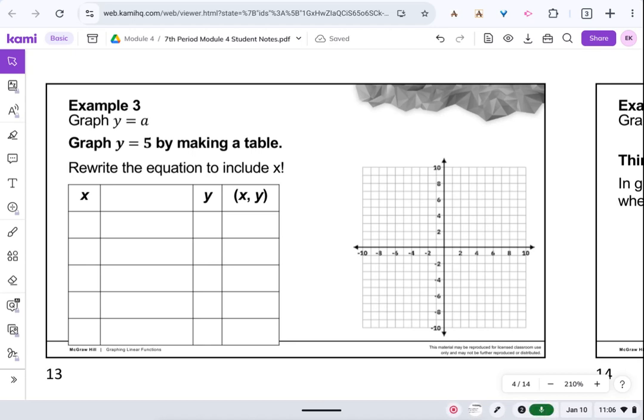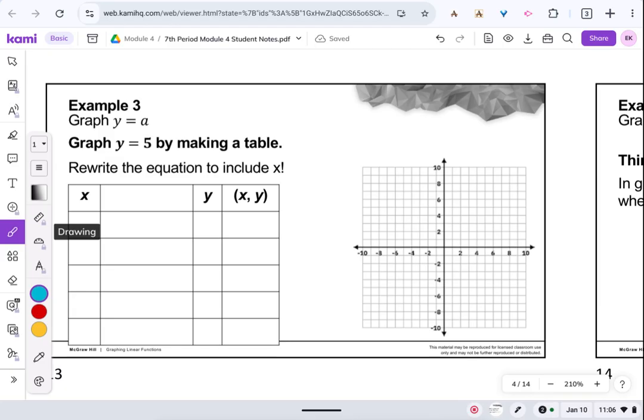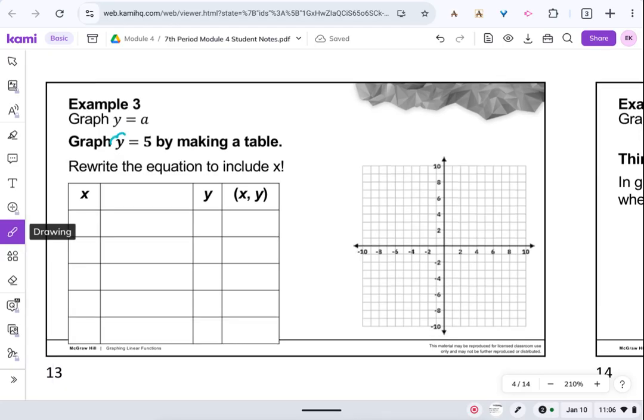Alrighty, we're going to be starting on slide 13 for our next video. So these are actually special line types. If you'll notice here, our equation of our line is just y equals 5. So it's missing an x. What that means is that really all of these y's are going to equal what number? Hopefully you recognize that they're all going to equal 5.